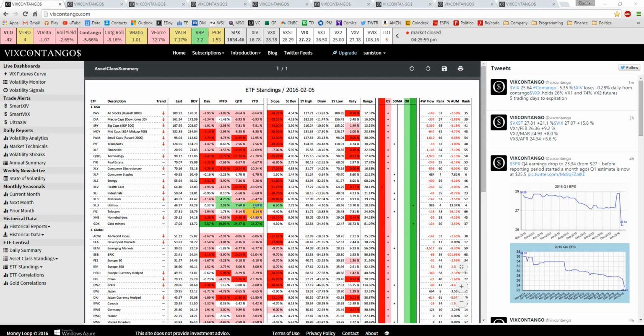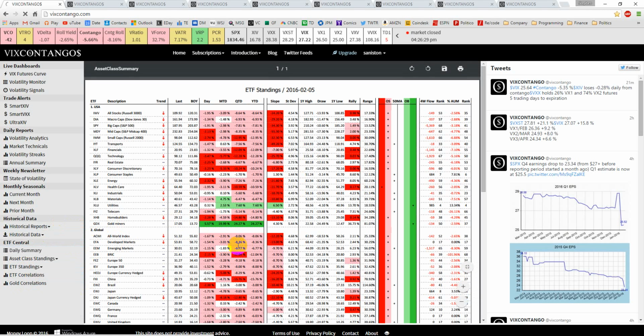Hashtag subscription. The Vixcontango Hashtag subscription is a set of ETF related reports. They can be found here on the left-hand menu in the ETF Central section. The first one is the daily summary. We have an asset class standings report, then an ETF standings report, ETF correlations, and gold correlations.